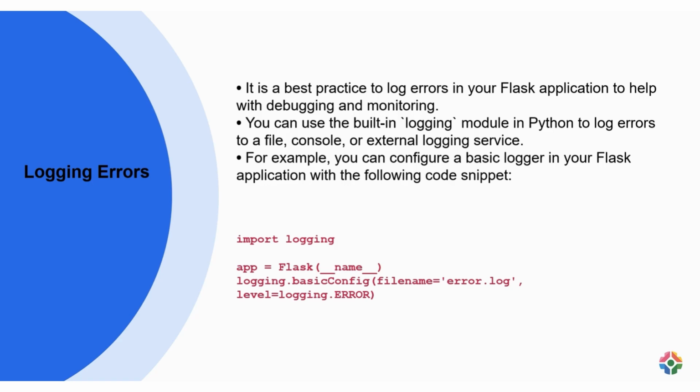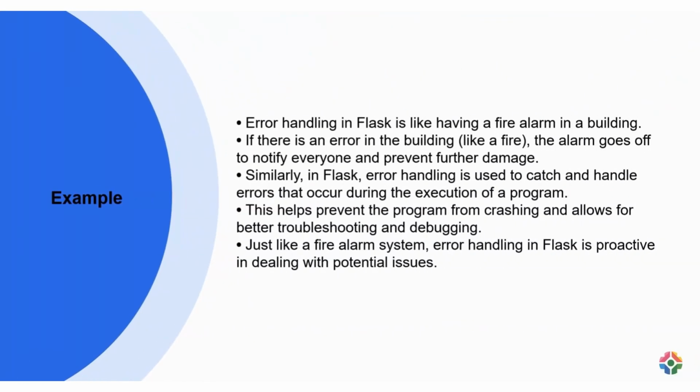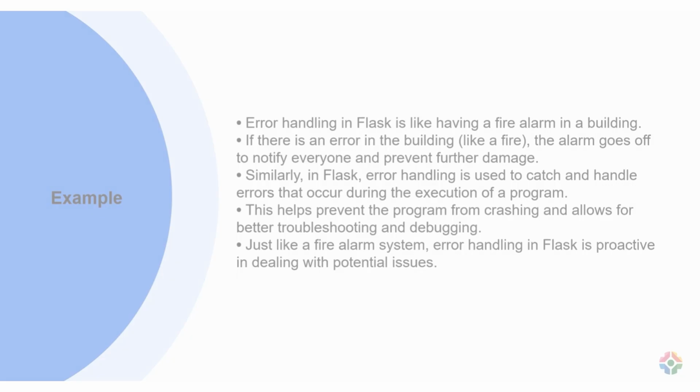facilitating proactive issue resolution. Error handling in Flask is like having a fire alarm in a building. If there is an error in the building, like a fire, the alarm goes off to notify everyone and prevent further damage. Similarly, in Flask, error handling is used to catch and handle errors that occur during the execution of a program. This helps prevent the program from crashing and allows for better troubleshooting and debugging. Just like a fire alarm system, error handling in Flask is proactive in dealing with potential issues.